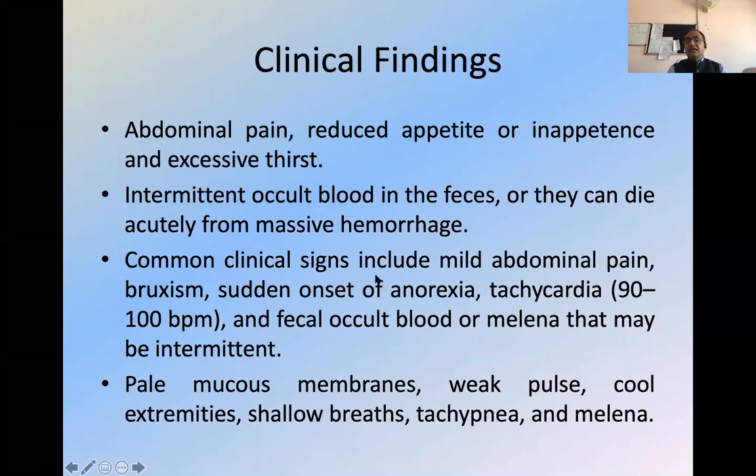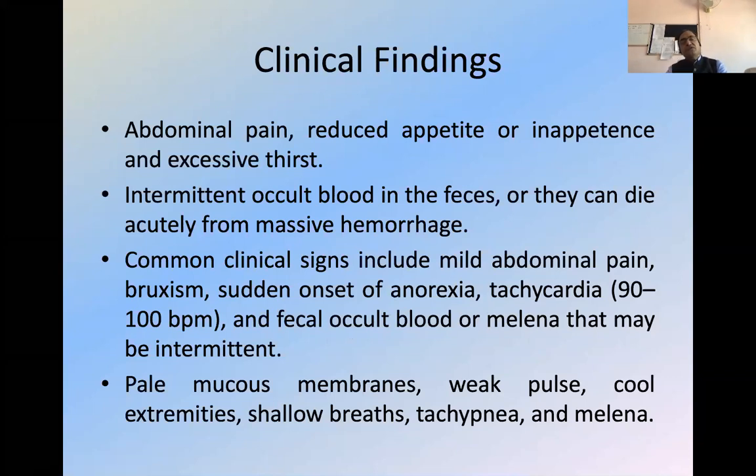So common clinical signs include mild abdominal pain, sudden onset of anorexia, fecal occult blood, or melena. This line is also very, very important. This term I will use in many diseases. Melena is digested blood. It is the passing of dark, tarry colored feces. When you see the animal's feces and it is black like tar, especially in ruminants, it indicates that there is some blood leakage in the upper part of the GI tract.